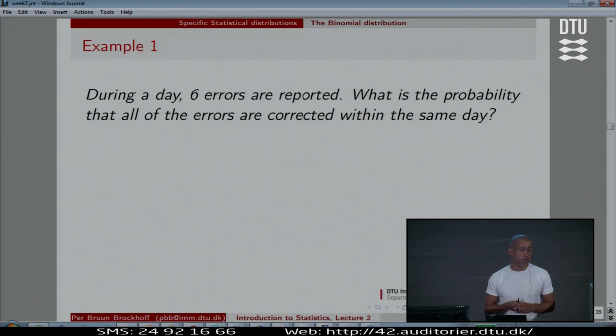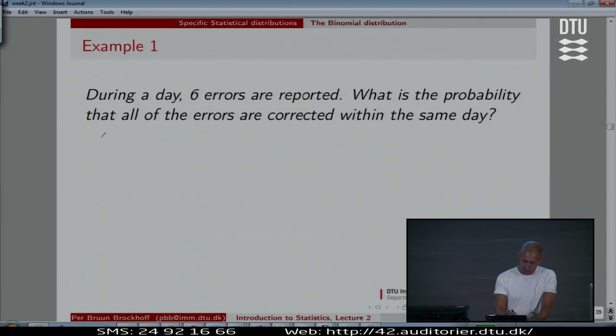Now, imagine you actually have 6 errors reported on a day. What is the probability that all of the errors are corrected within the same day? First step when we get these exercises is to try to turn it into math, turn it into formulas. That I think is often the big step. It's not rocket science, but it's still sometimes a challenging step to take the wordings of a real life thing and turn it into the math and the frameworks and the formulas that I teach you to actually use, or you may even know some of the things from before.